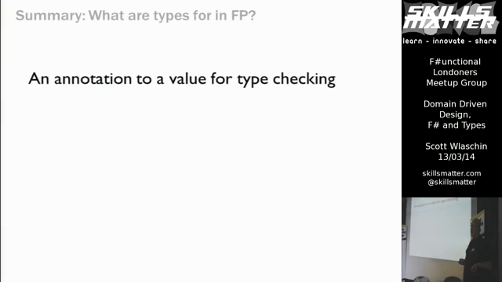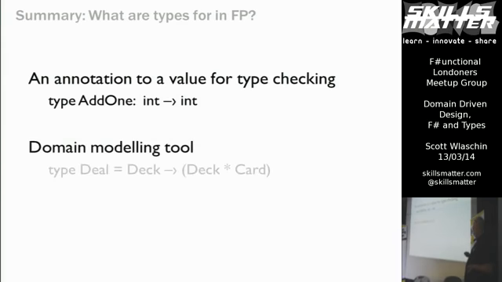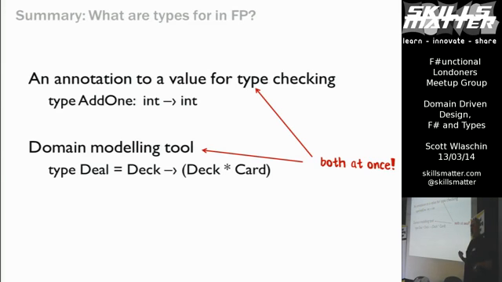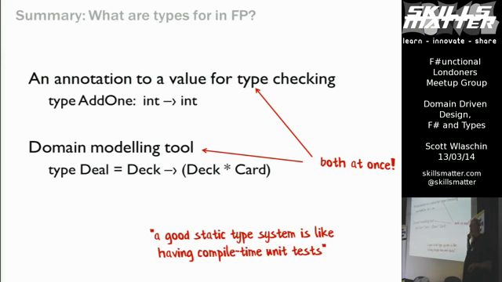So what are types for in F#? If you're used to C#, types are really an annotation for type checking. So we say, well, this is an integer, and because it's an integer, I can't add it to a string. That's what we think of what types are for. But I think you can also see that types in F# are a domain modeling tool. You can actually use them to represent a design. And what's great about F# is you get both for the price of one. You model the types using your domain as a domain modeling tool, but then the compiler does type checking for you. So you can think of the type system as compile time unit tests.